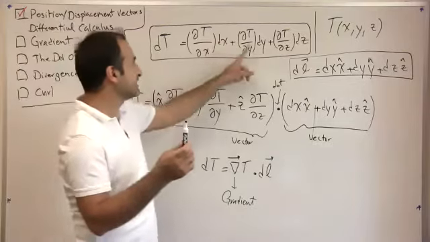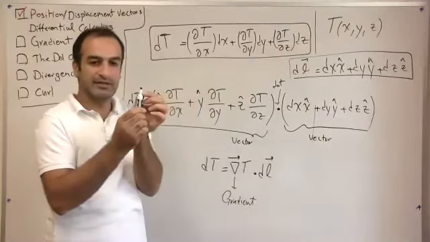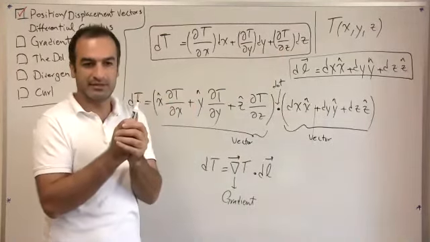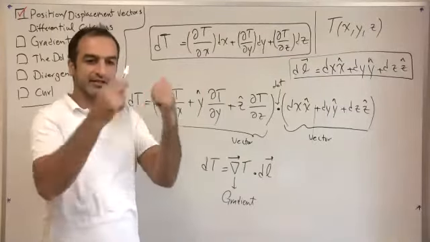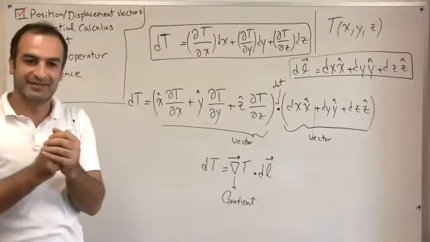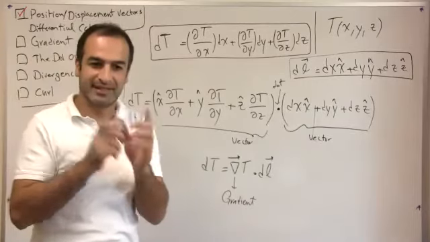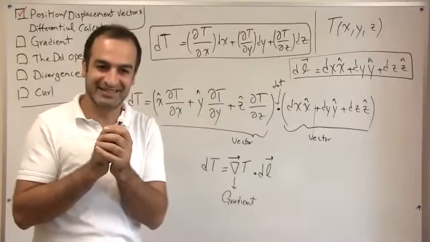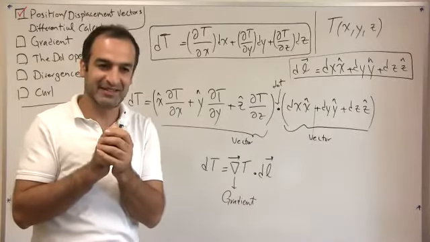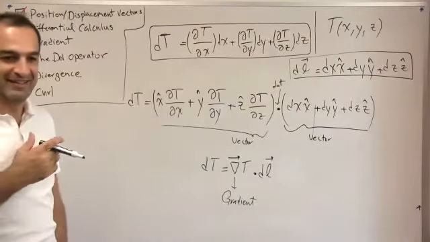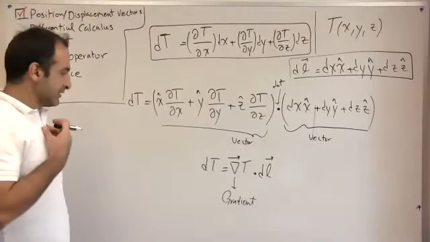And dx, dy, dz are the change in the position that created the change in the temperature. Am I answering your question? Yeah, I get it now. Okay, good. Thanks for asking. Cool.